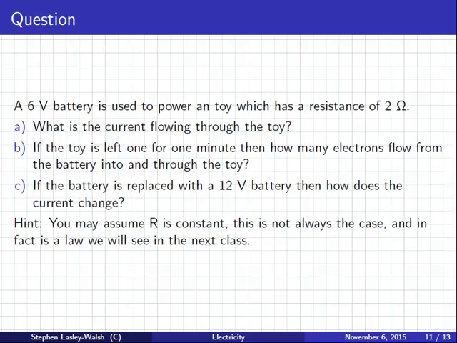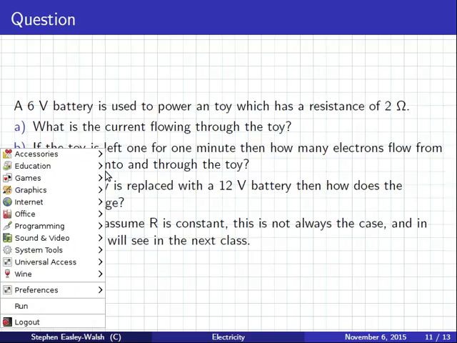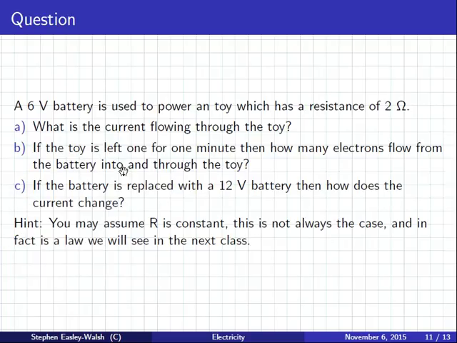Okay. Let's look at part B. I'll open my calculator now. If you leave the toy on for 1 minute, how many electrons flow from the battery through the toy? So, we want to know how many electrons have moved in this problem. We know the time. So what formula should we use here? Q equals IT. Because we know the I, we know the T, so we can get the Q.